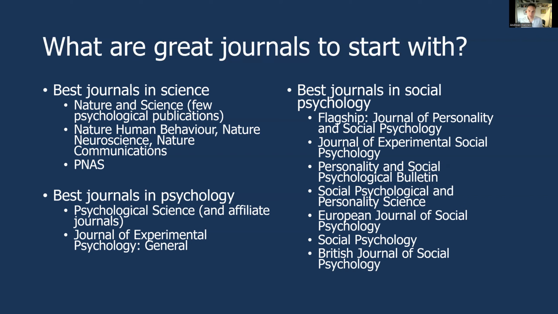Journal of Experimental Social Psychology and Personality and Social Psychology Bulletin are two journals I published in. I quite like them both, a long tradition. A relatively new one is Social Psychological and Personality Science. This is basically an affiliated journal of Psychological Science, but grew very quickly and became popular. European Journal of Social Psychology, also pretty okay.